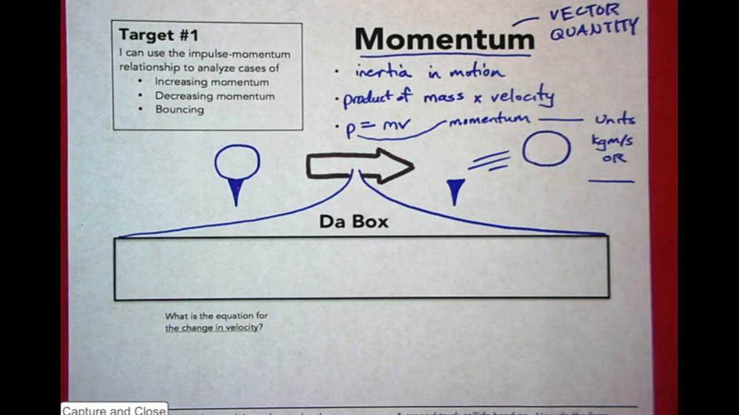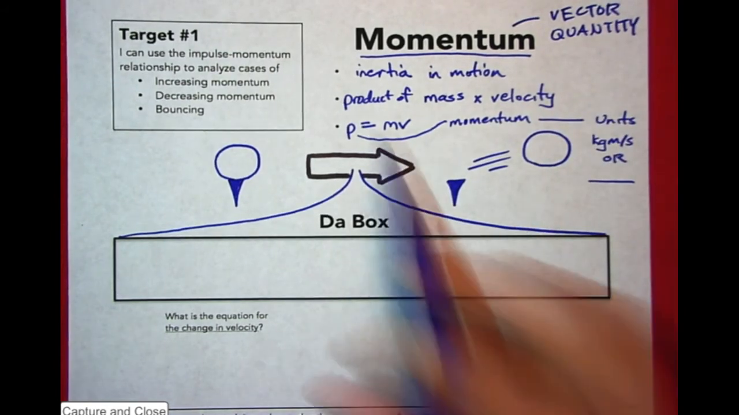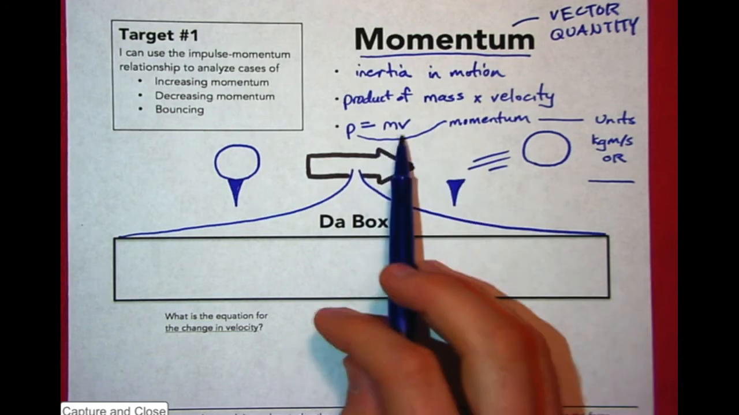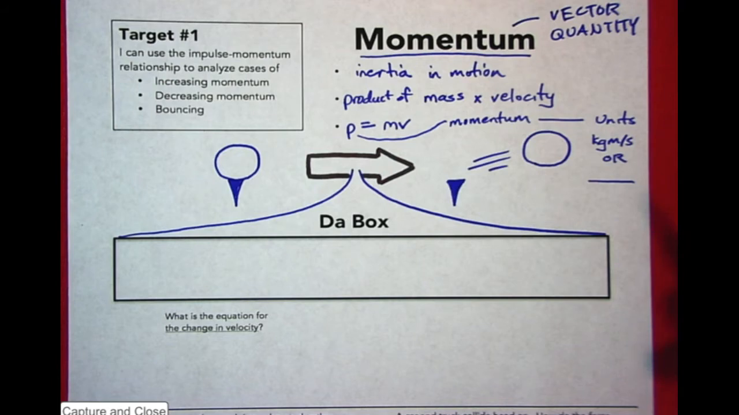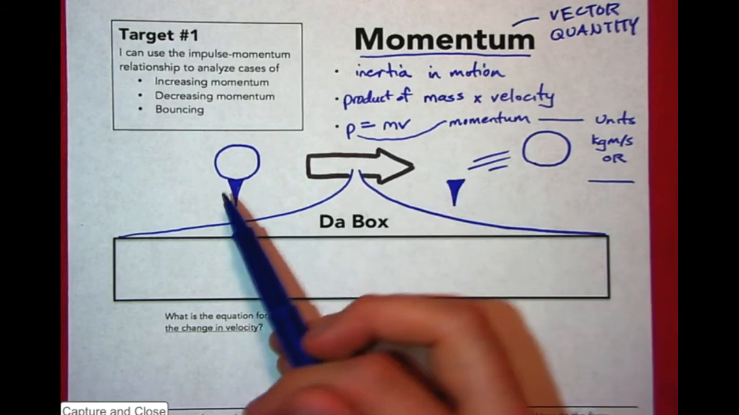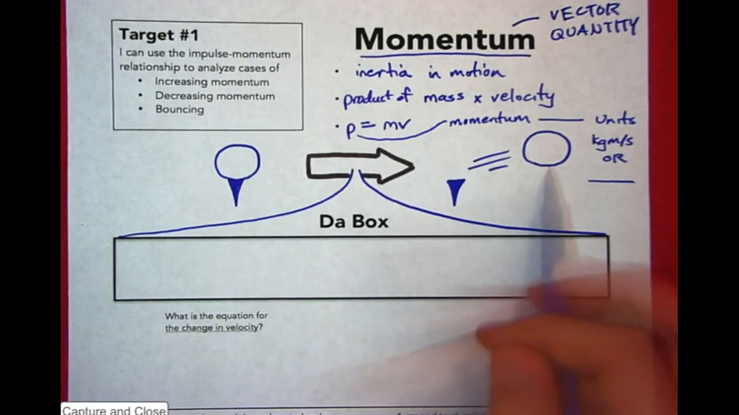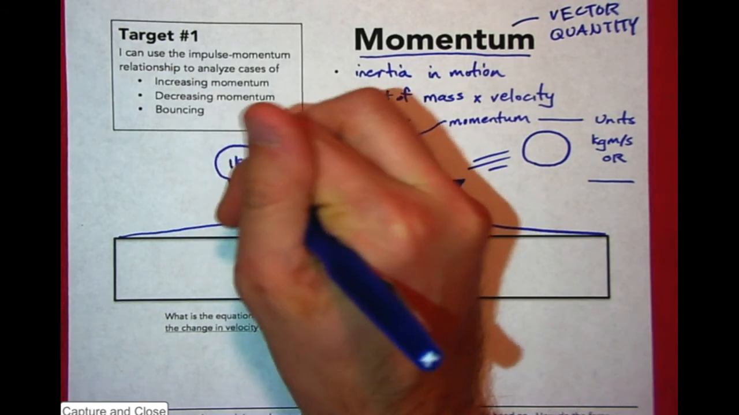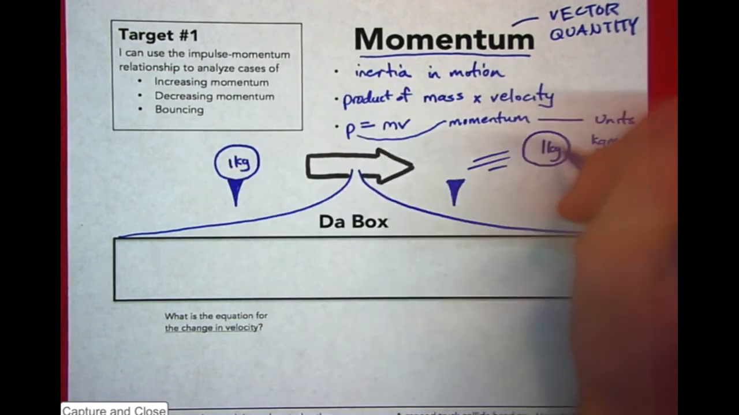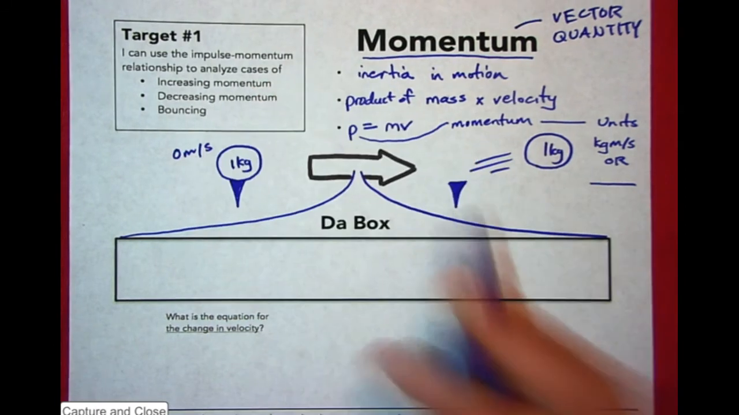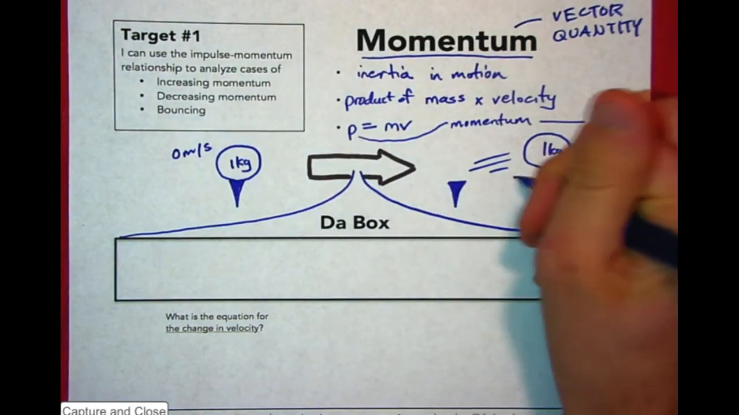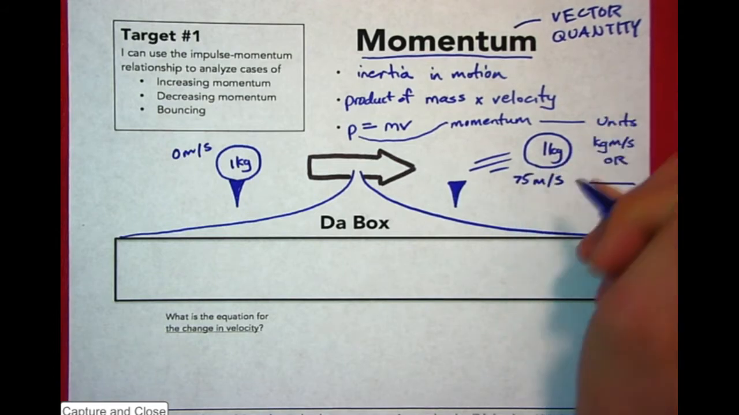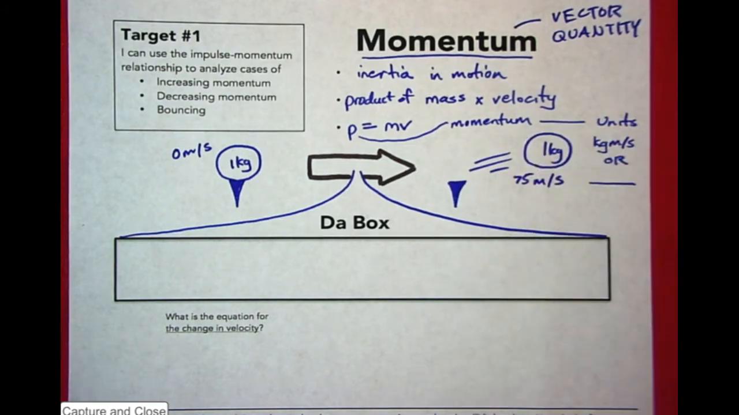All right. We talked about momentum before, that it's just inertia in motion, the product of mass times velocity. On its own, momentum's not too interesting. What we care about, and what physicists care about, is when momentum changes. So for instance, a 1 kilogram golf ball that's going at 0 meters per second, being hit by a golf club, and now rocketing at 75 meters per second. So we've definitely had some type of change in momentum here.